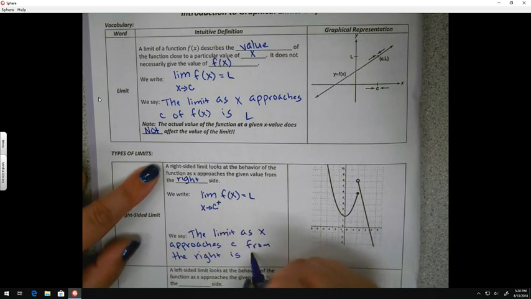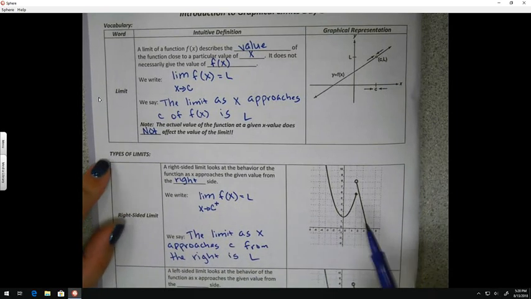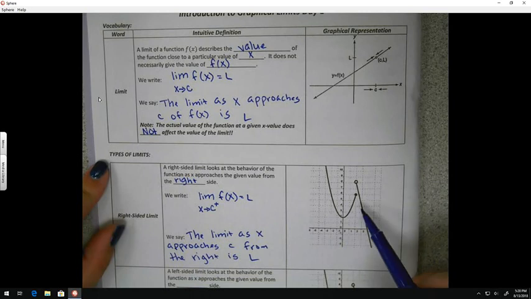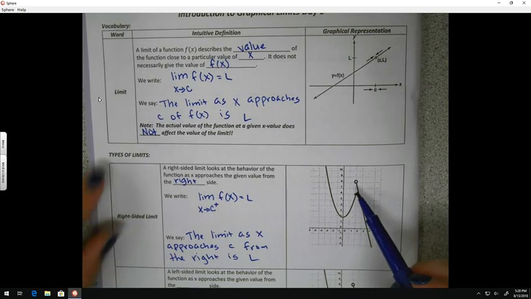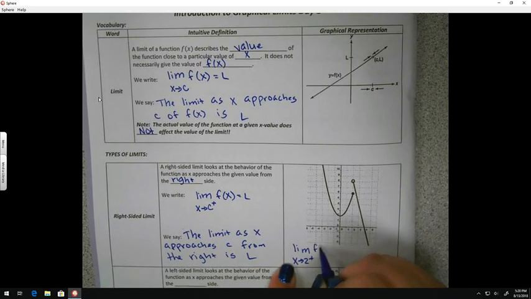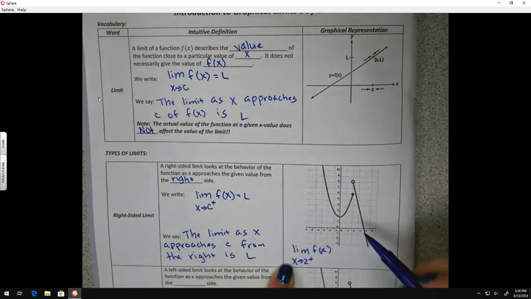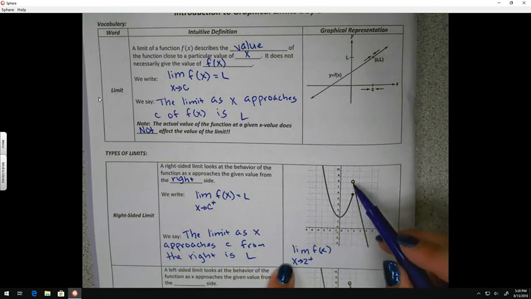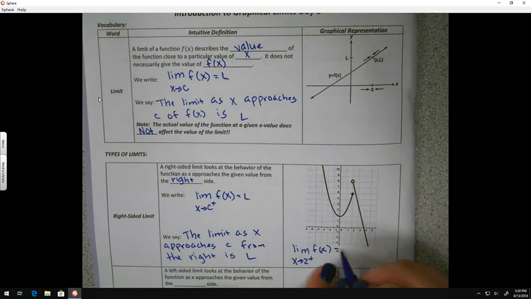is L. Okay, so if we look at this graph over here, there's clearly a break right here, okay? And this is a break at x equals 2. So if we want to look at the limit as x approaches 2 from the right of f of x, we're going to look at the right side, which means over here, and we're going to look at what y value that's approaching. So that would actually be 8, okay?